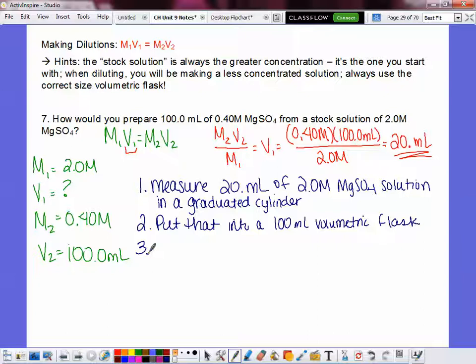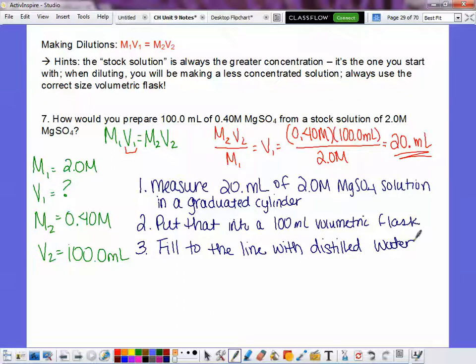That was my solute. What's almost always the solvent? Water. So unless it states otherwise, you can assume the solvent is water. Okay? So we're going to fill to the line with distilled water. Why are we using distilled water and not tap water? Yeah, tap water has contaminants. There's impurities. Distilled water is one of the most pure waters we can get. So we don't want to add anything to it. We don't want to cause any side reactions or competing reactions.